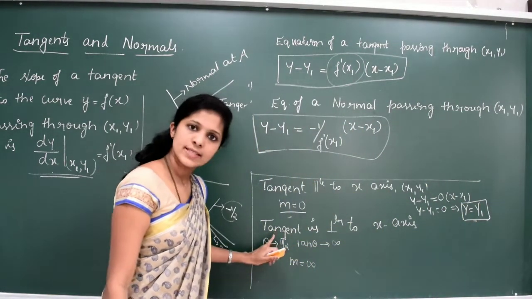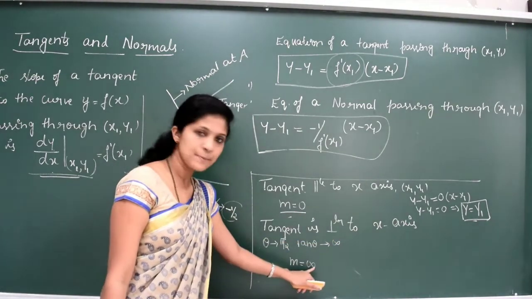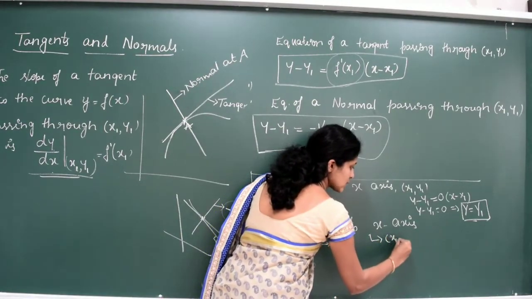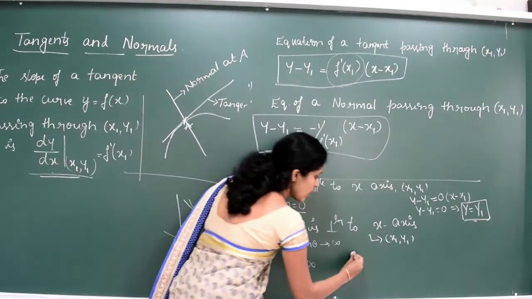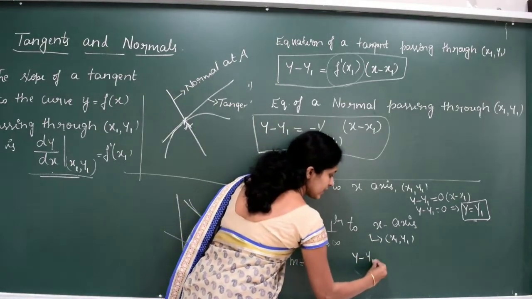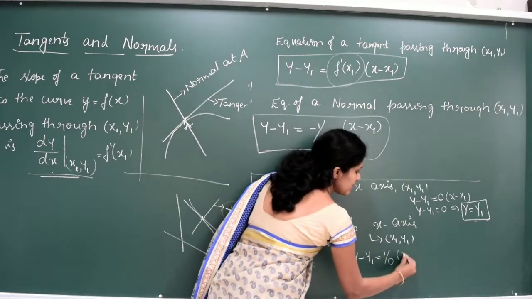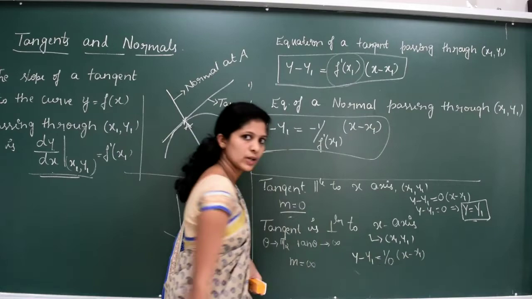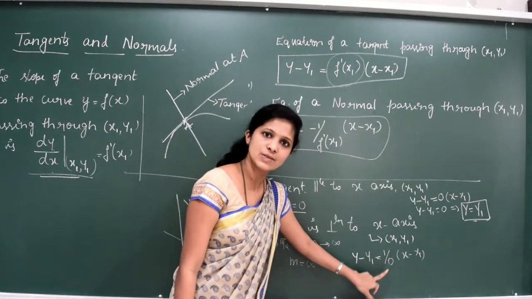Now here, suppose the tangent line is perpendicular to the x-axis. You know that m will be infinity and it is passing through the point we will consider as x1, y1. So what will be the equation of the line? Here, y minus y1 is equal to, infinity can be written as 1 by 0, into x minus x1. It is not compulsory that you write 1 by 0. You can write anything, but for understanding we will consider this as 1 by 0.